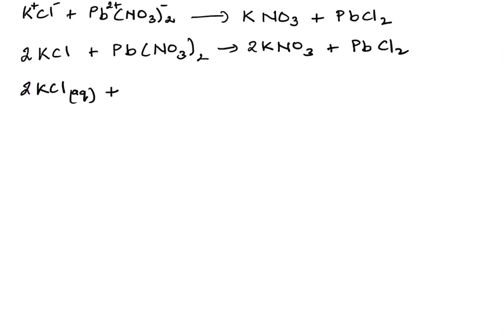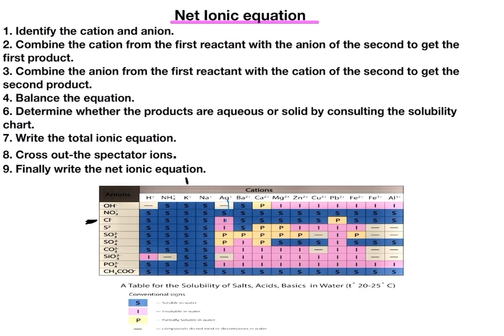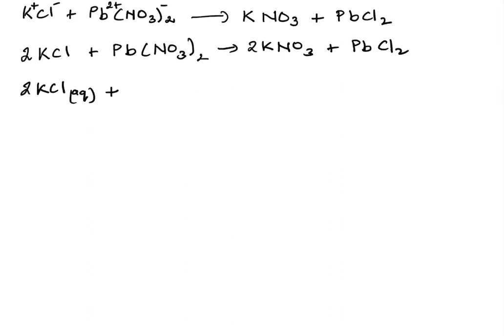Plus then we come to lead nitrate. Again, if we refer to the table, we have lead over here, and then we have nitrate over here. So again, it comes under soluble. So Pb(NO3)2, and we can write aq over here. Let's go to 2 KNO3. Even potassium nitrate is soluble, so we can write down aqueous.